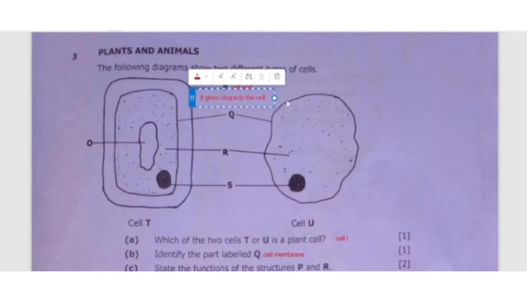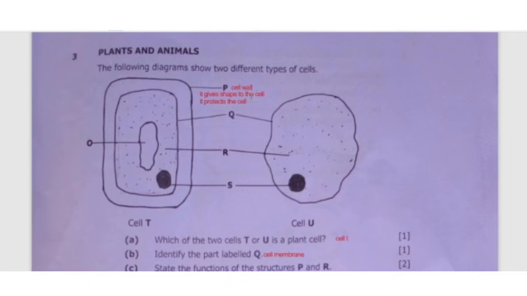So the other function is it protects the cell. The other function is to protect the cell. That is the other function. So it gives shape to the cell, it protects the cell. All right, now those are the functions of the cell wall.